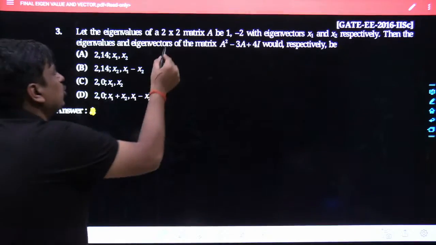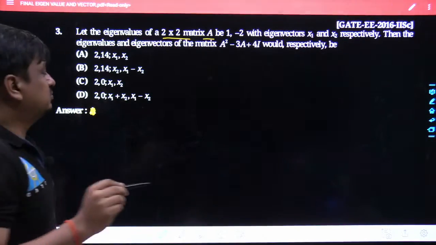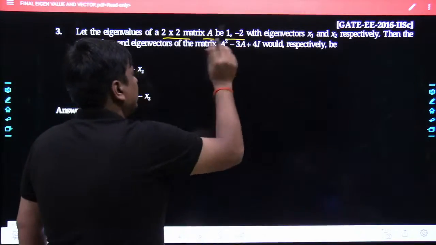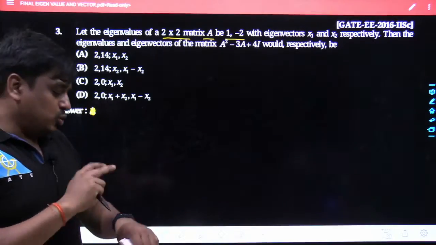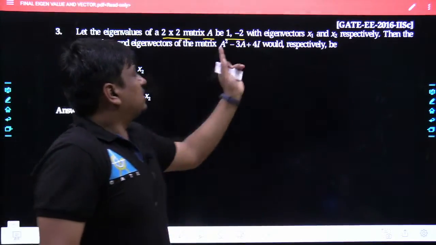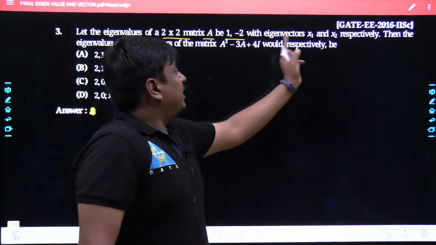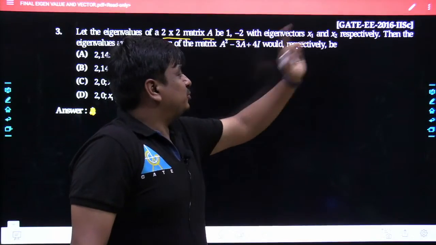Initially, you had a 2 cross 2 matrix. For the time being, the matrix has been set as A. You have two eigenvalues. If you have a matrix of order 2 cross 2, you have two eigenvalues, that's 1 and minus 2 for the time being. And thereafter, the eigenvectors corresponding to 1 is x1, and corresponding to minus 2 is x2 respectively.